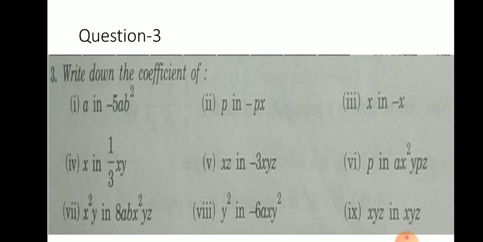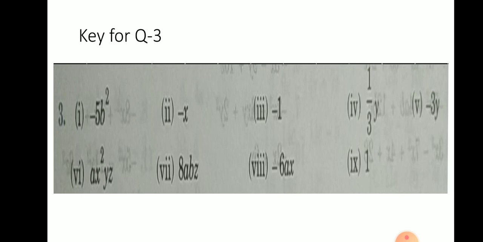So now let us see the key for all these problems of question number 3. Here it is. This is the key for question number 3. In this total 9 problems are given, 1 to 9. All the problems, they asked the coefficients of the variables and combination of variables. So these are the coefficients for those corresponding questions, right?